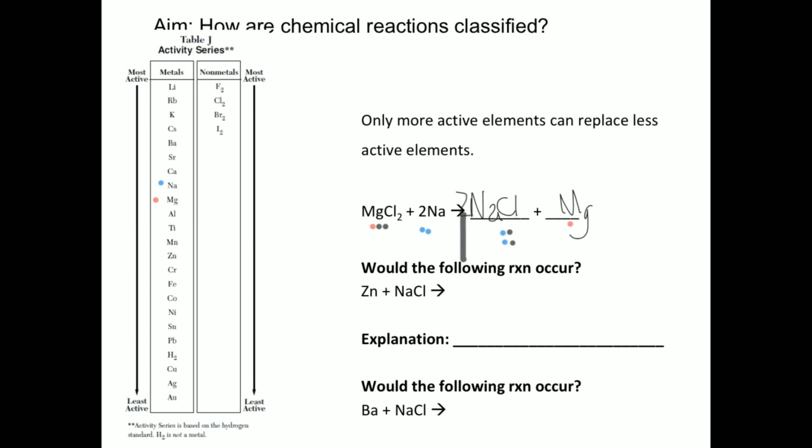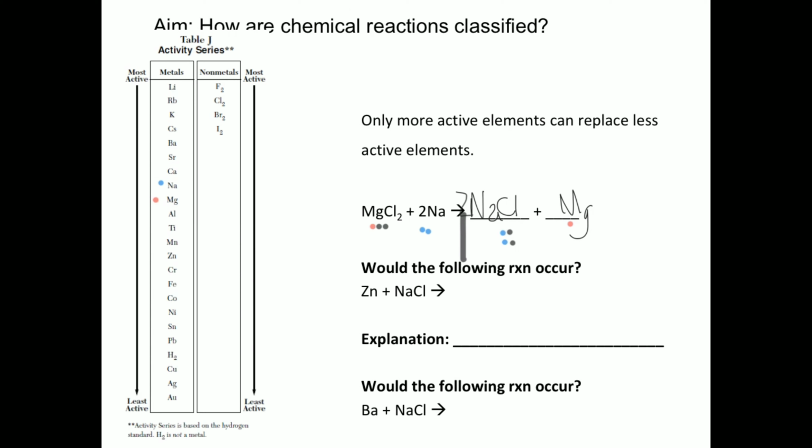Now, when we examine both sides of the equation, we can see that we have 1 magnesium on each side, 2 of these black chlorines, and 2 blue sodiums. So this equation is balanced. Let's look at the next reaction involving zinc and sodium chloride.